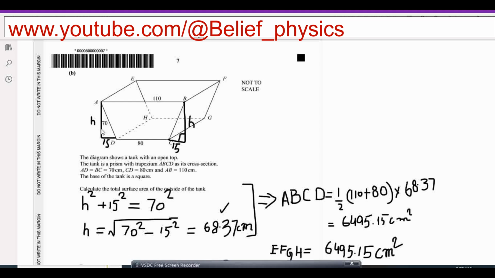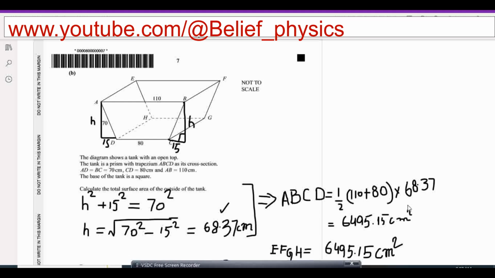We have to find h, so we use the Pythagoras theorem to get h squared plus 15 squared equals 70 squared, or h equals the square root of 70 squared minus 15 squared, and it comes out to be 68.37. So the area of the trapezium is 1/2 times the sum of the parallel sides. The parallel sides are 110 and 80. So it is 1/2 into (110 plus 80) into the height. The height is 68.37.